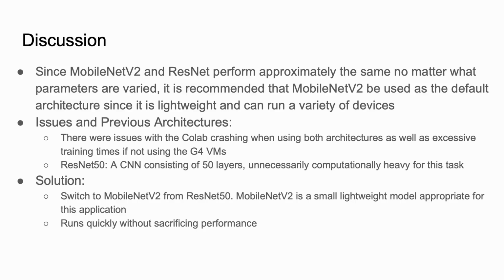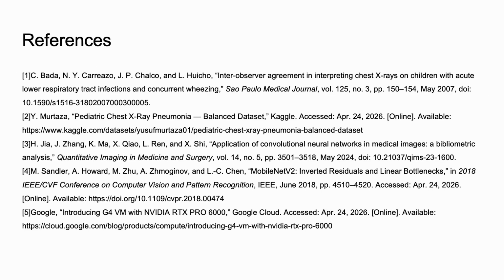In terms of prior architectures that we tried but didn't really include, we tried training a ResNet 50 model, which is a CNN consisting of 50 layers. However, its training times were long and it was extremely computationally heavy for this task. To tackle some of these issues that we were facing, we switched to MobileNet V2 from ResNet 50 because MobileNet V2, like we've established, is a small, lightweight model appropriate for this application, and it was able to run quickly without sacrificing performance. And then here are our references.